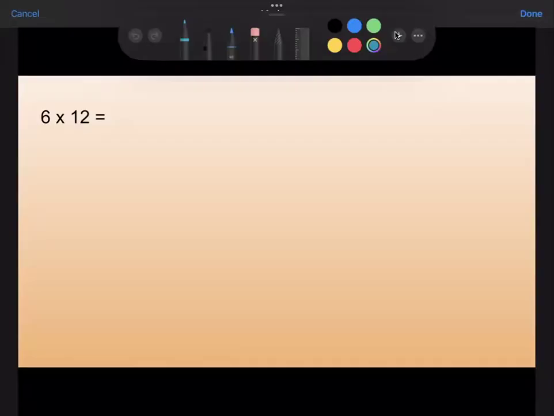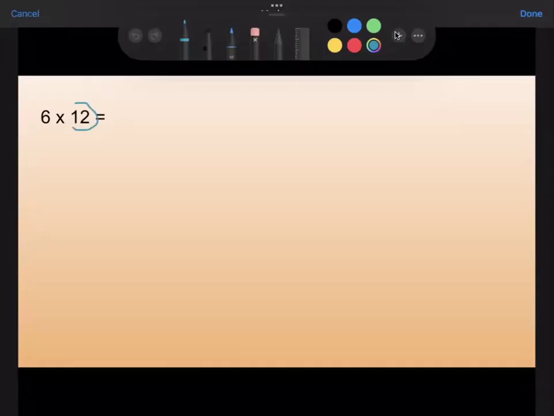Okay, so here's our next multiplication fact. It's 6 times 12. Now, you, again, may know this right away off the top of your head, and if you do, that's great. But if you're feeling a little stuck on this, you're not really sure, it's not coming to your mind as quickly as you'd like, here's another way that you can figure it out.